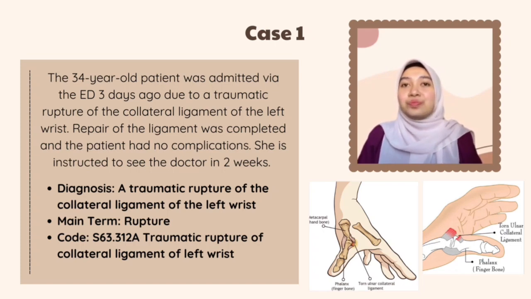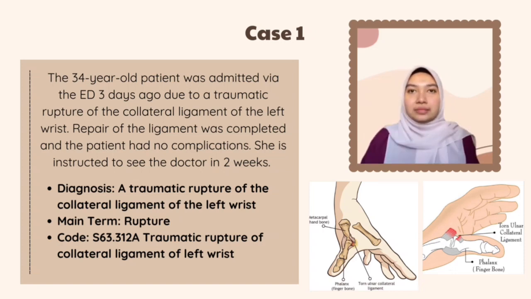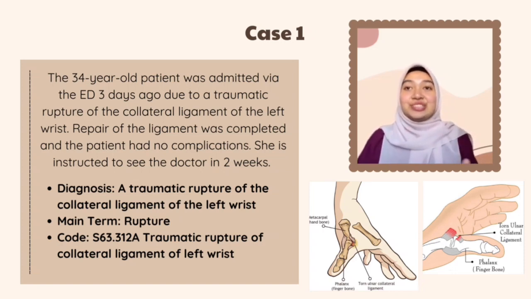The example for case 1 is a 34 year old patient who was admitted via the emergency department 3 days ago due to a traumatic rupture of the collateral ligament of the left wrist. After that, repair of the ligament was completed and the patient had no complications. Then, she is instructed to see the doctor in 2 weeks.